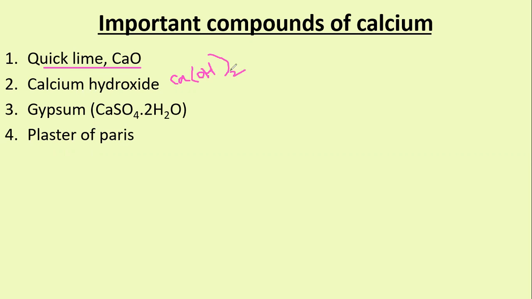Next comes gypsum. This gypsum has lots of uses, and it is given by CaSO4·2H2O. The 2H2O refers to 2 moles of water. The next comes plaster of Paris. Plaster of Paris is simply calcium sulfate hemihydrate. You can call it calcium sulfate hemihydrate.